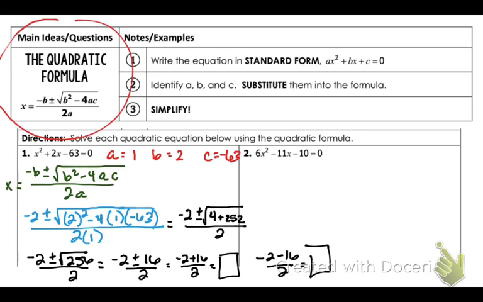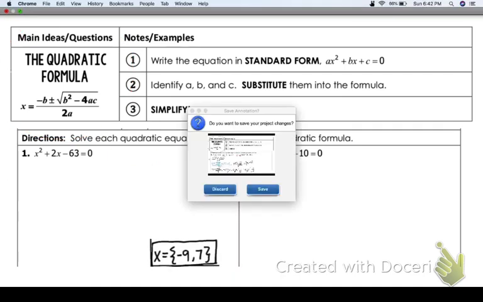So the first one would be positive 14 divided by 2, which is 7. The second one will be negative 18 divided by 2, which is negative 9. So then your answers here would be 7 and negative 9. Okay? So I'm going to do a few more with you.